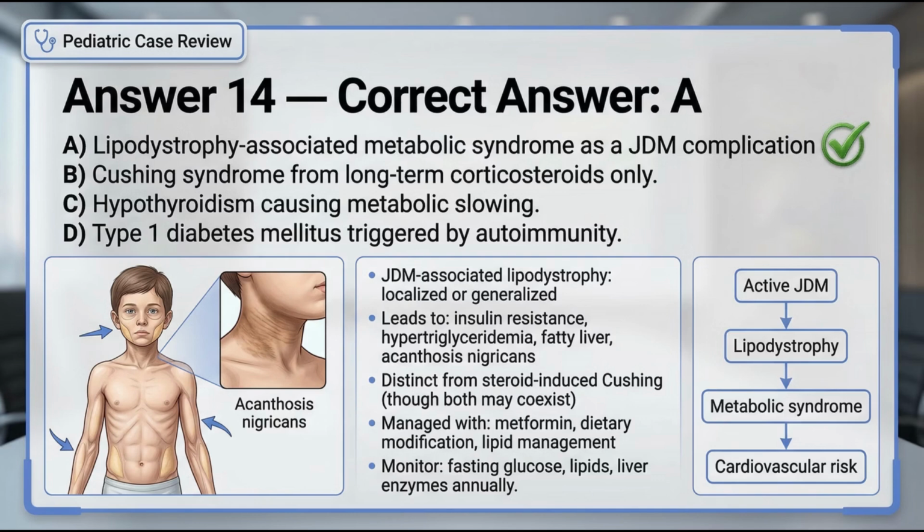Juvenile dermatomyositis-associated lipodystrophy occurs in 10 to 20% of patients and represents abnormal fat distribution due to active disease rather than medications alone. It can be localized or generalized and leads to a metabolic syndrome characterized by insulin resistance, hypertriglyceridemia, fatty liver, and acanthosis nigricans. This is distinct from steroid-induced Cushing syndrome, although both conditions can coexist in the same patient.